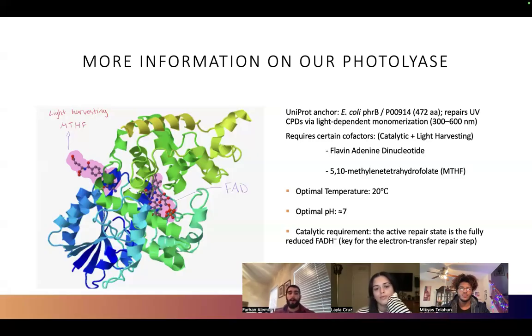It makes sense that the binding domain, right, the active site would have a bunch of hydrogen amino acids, which are capable of hydrogen bonding. And the pH and everything makes sense as well. And it works at an optimal temperature of 20 Celsius, which is specific to the organism, but all different photolyases would be specific to their organism.